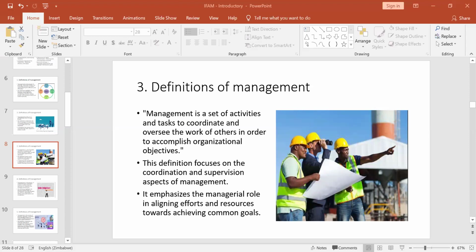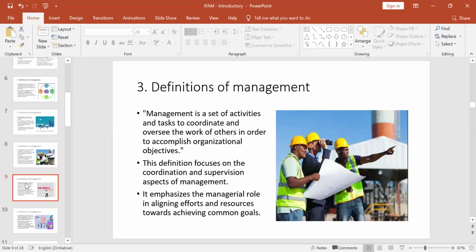Okay, so I was saying from that illustration, you can see the manager, you don't need anyone to point out. If someone was to say to you, can you go there and talk to the manager? If I was you, I would go for the guy in a suit. Why? Because the manager gets others to work and oversees the work. You can see he's holding some binoculars there. He's overseeing what others are doing. This definition also emphasizes the role of the manager aligning efforts and resources of the organization.